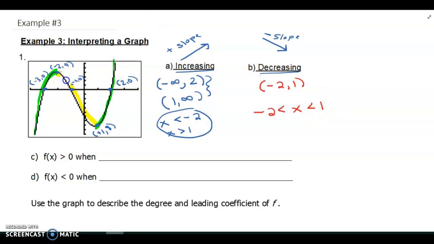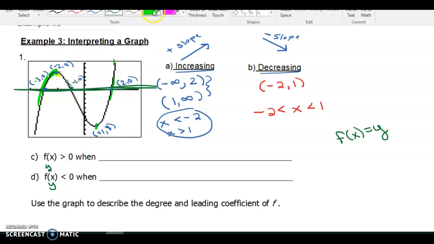All right, now I'm going to erase some of this. All right, so this was -1, 0. So f of x is greater than 0 when. Now remember that f of x is the same thing as y. And so this is really saying, when is y greater than 0? Well, remember, y is up and down. So basically, I want to know when am I above the x-axis?